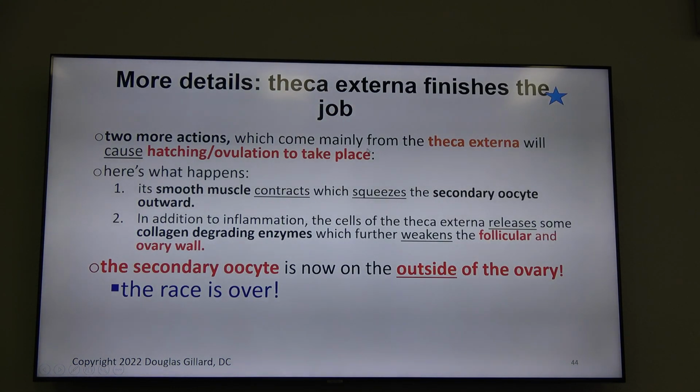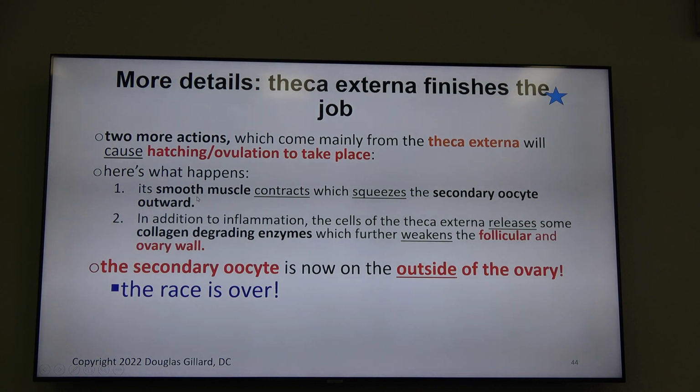Okay, so a little bit more in depth with regard to the theca externa. Two more actions we can talk about. They both come from the theca externa, that very outer layer of the Graafian follicle. Remember I said that outer layer, the theca externa, is not filled with blood vessels. That's the one filled with smooth muscle.